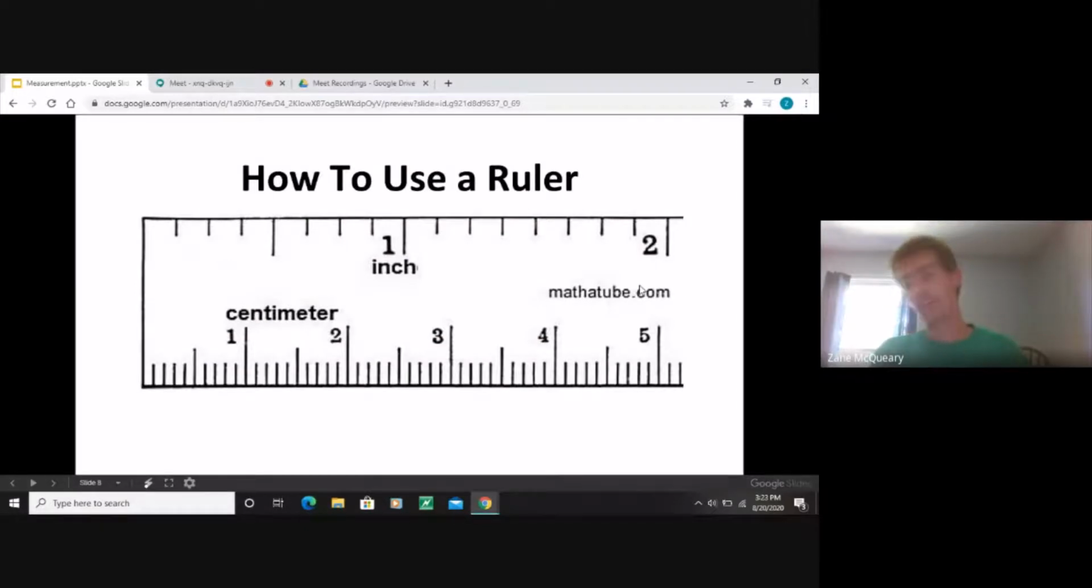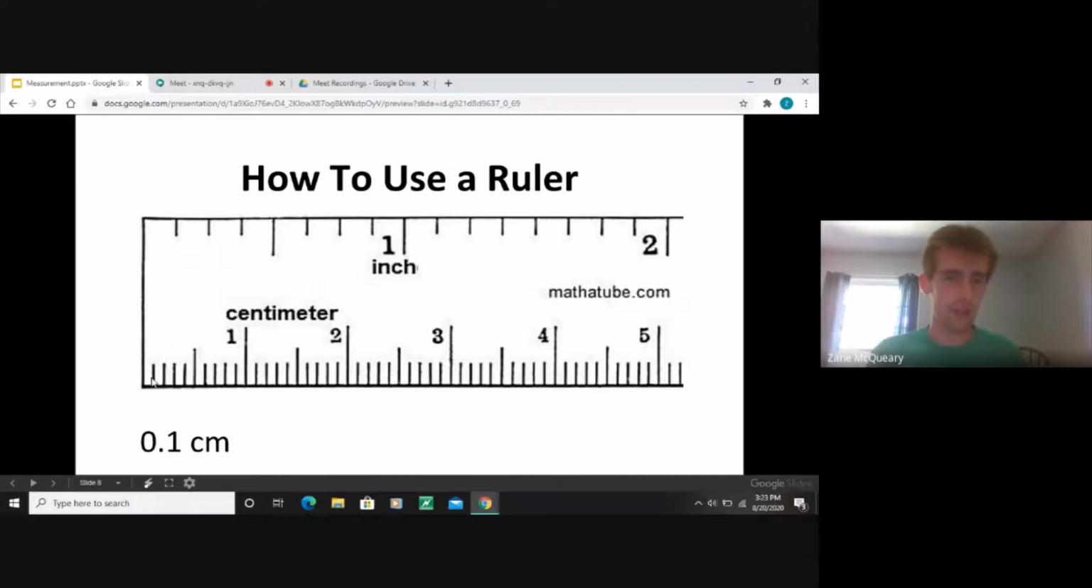All right, now the second thing over here is how to use a ruler. And I know this seems really simple because you've been using the ruler for a long time, right? But it's a good skill to practice anyway. And you're going to find out there's some things maybe you didn't know about this. Okay? So look over here at this ruler, okay?